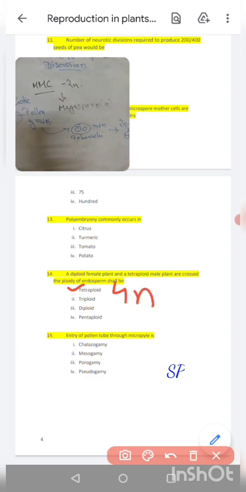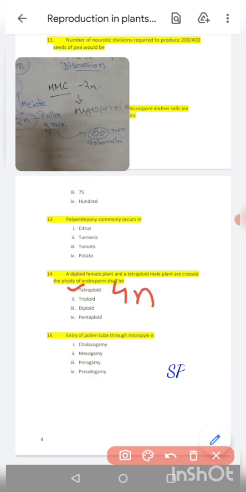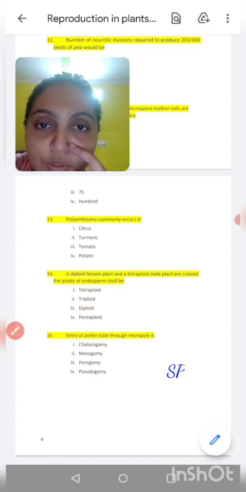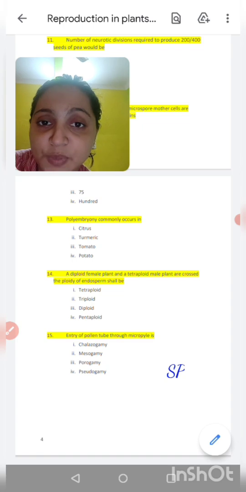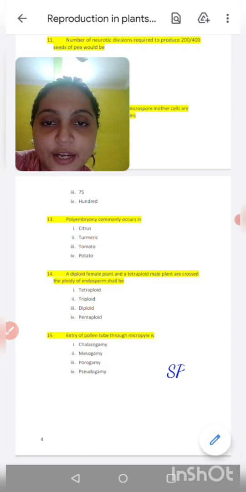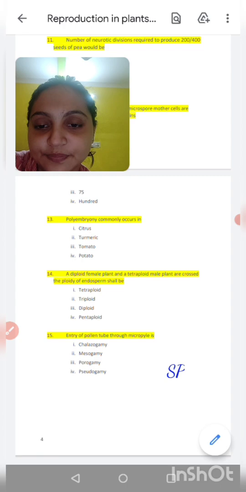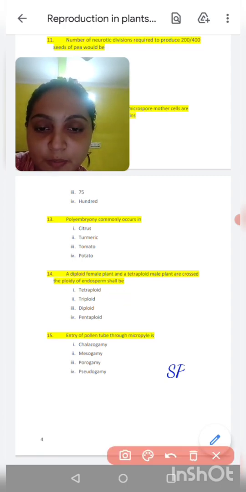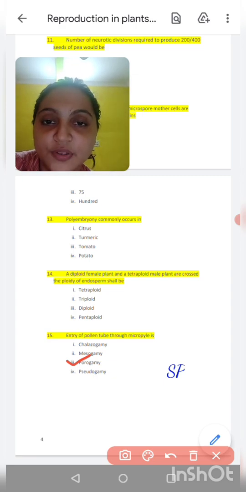Now student, moving to the next question, the last question, which has been discussed earlier also. The entry of the pollen tube through the micropyle is known as porogamy. The answer will be porogamy, number 3.